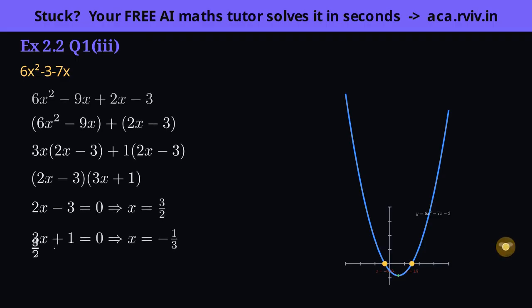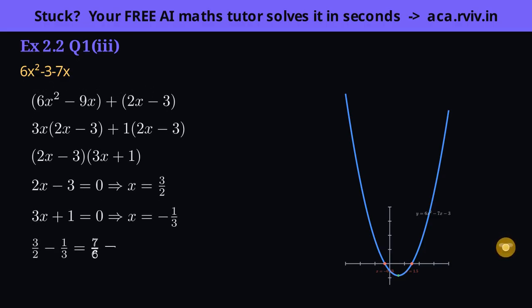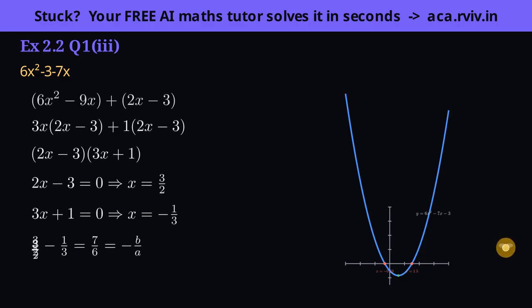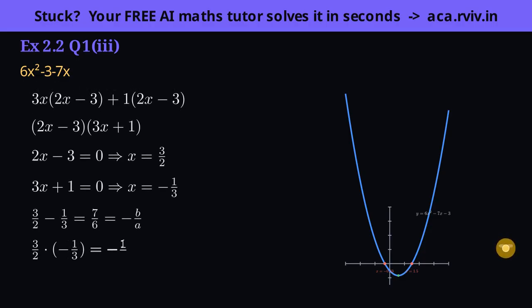Verify the sum. 3/2 minus 1/3 is 7/6, and minus b over a is 7/6. Matches. Verify the product. 3/2 times minus 1/3 is minus 1/2, equal to c over a. Confirmed.